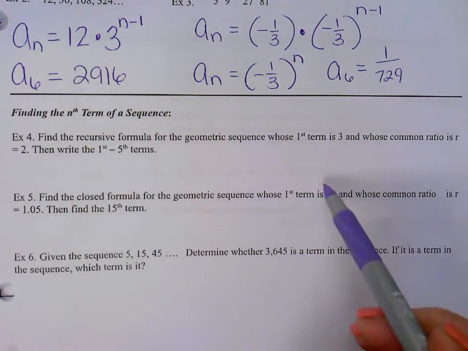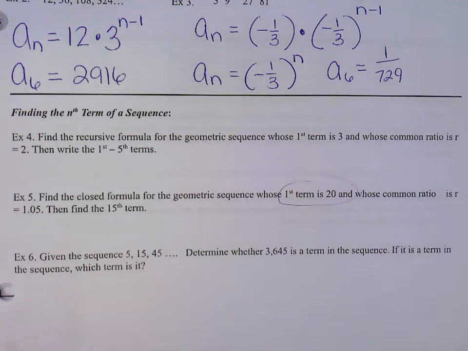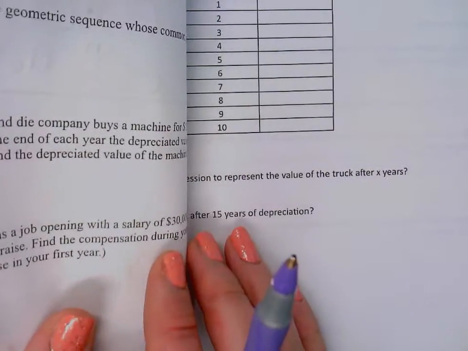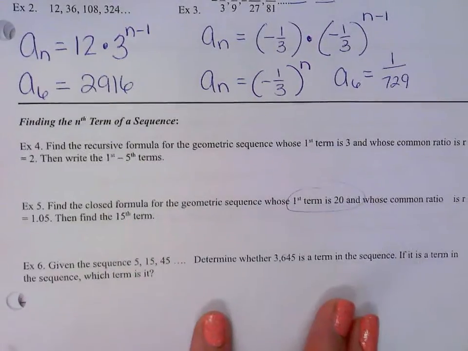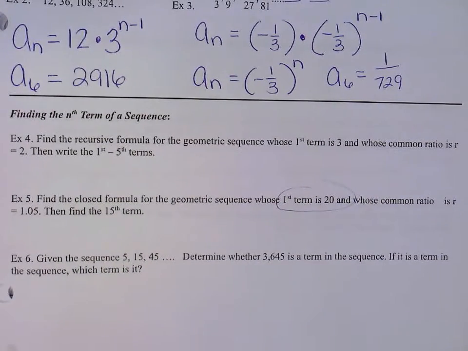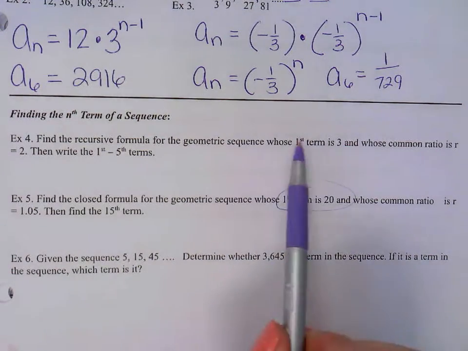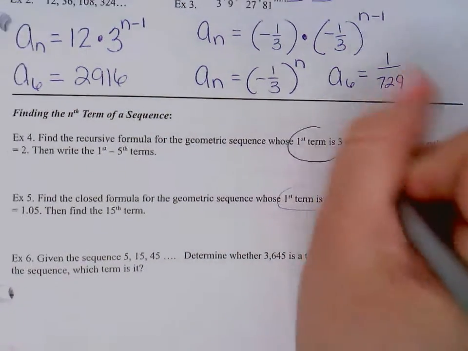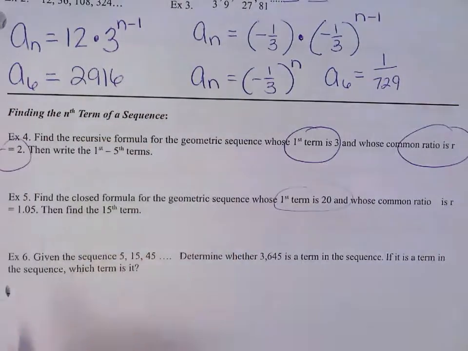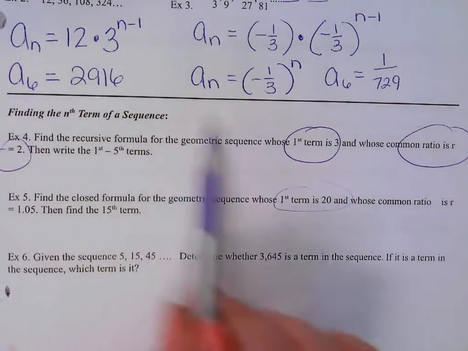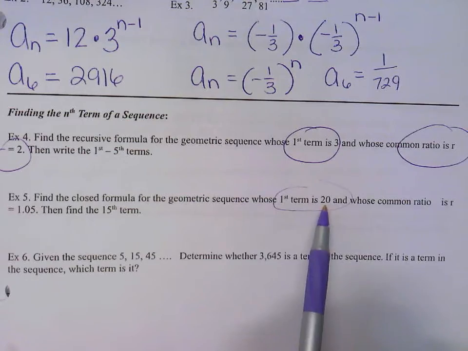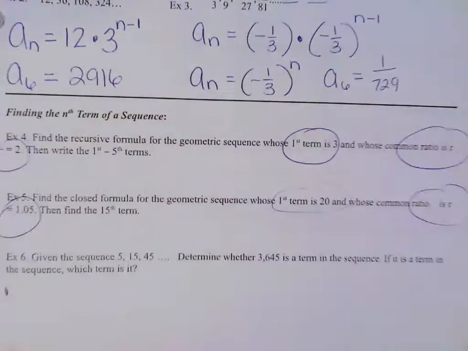They give you the first term. Oh, they give you the ratio. So that's easy. I thought there were harder ones on this. I guess the harder ones are on the back page. So we could just do these in order, right? Find the recursive formula if they give you the first term and they give you the common ratio, and then write the first through the fifth terms. I think you can do that one yourself. They give you the first term and they give you the common ratio.